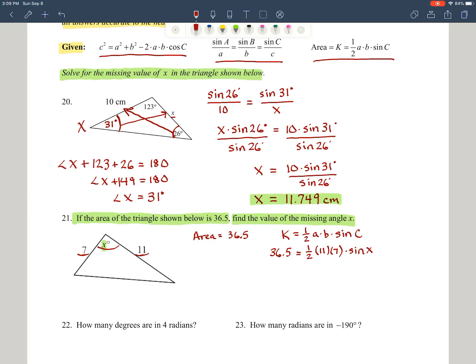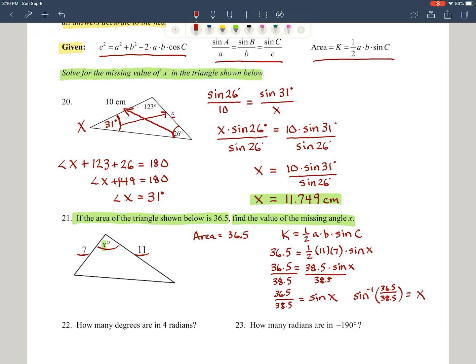Now we'll take it here and solve it. If I multiply 11 times 7, that's 77, and half of that would be 38.5. So 38.5 times the sine of x is equal to 36.5. Divide each side by 38.5. So right now we have 36.5 over 38.5 is equal to the sine of x, and this is where we have to do the inverse sine on each side. So we're going to get the inverse sine of 36.5 divided by 38.5 is equal to our x.